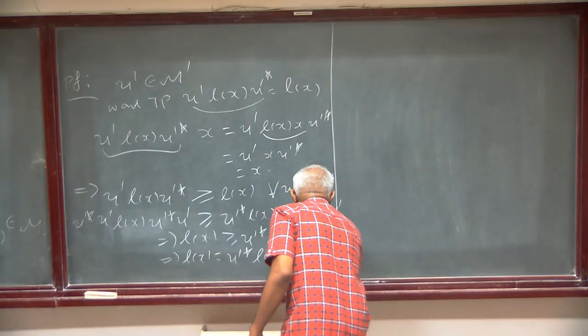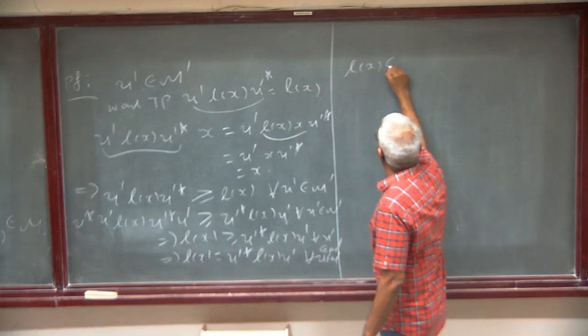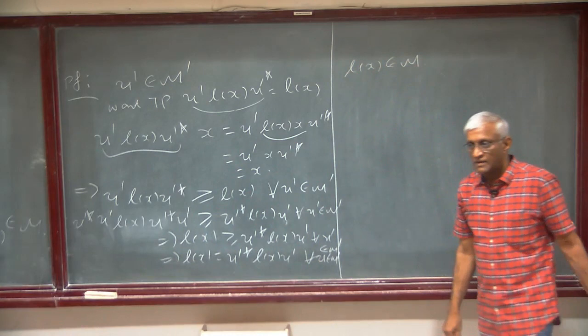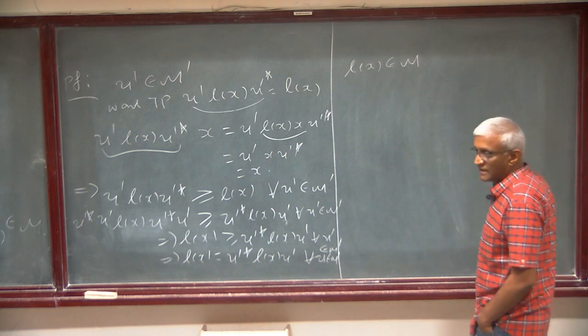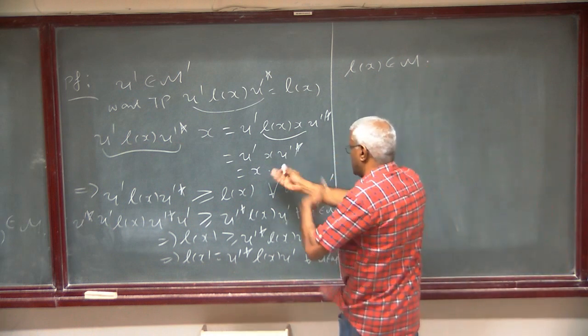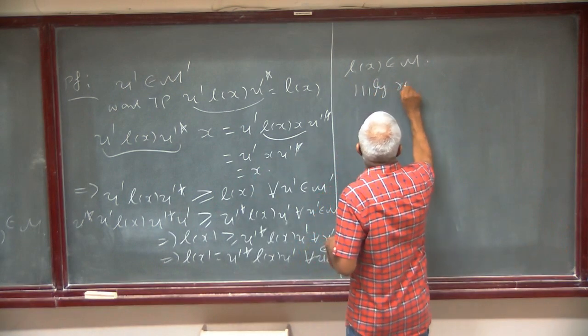Okay. That means it commutes. So L of x commutes with all unitaries in M prime, so it commutes with M prime. So L of x is in M. Similarly, the same proof, just flip the sides. Similarly, R of x is also in M.